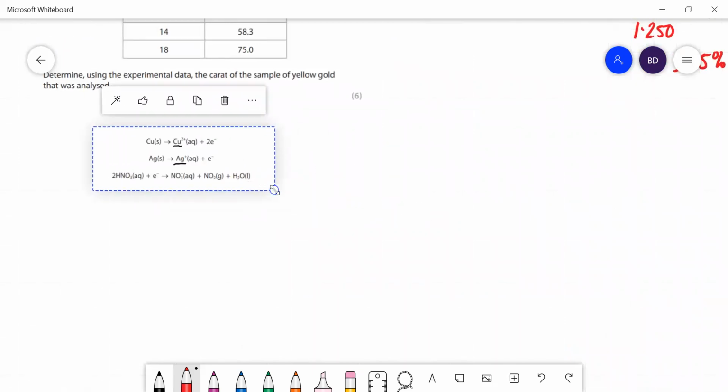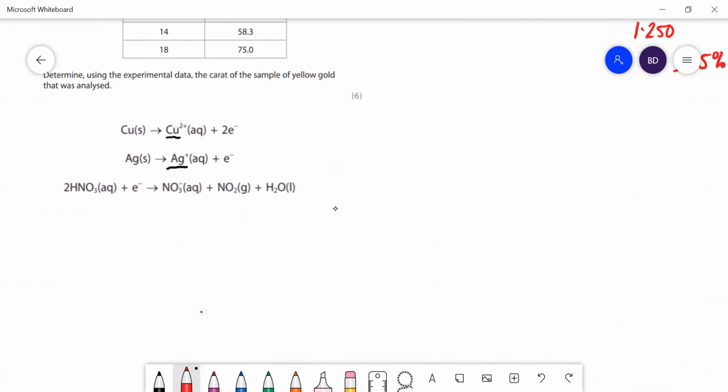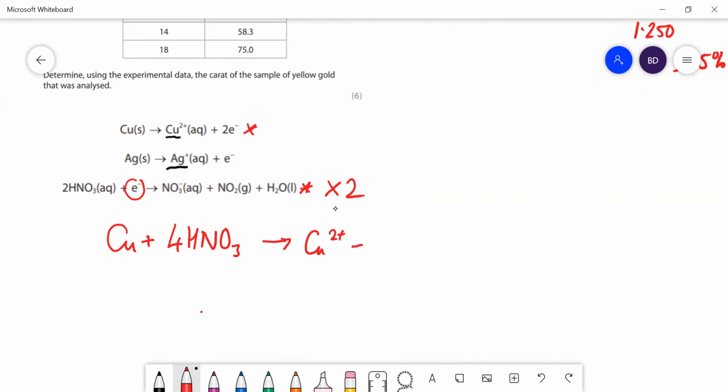Right, which ones do we need? The reaction of nitric acid with copper. So here is the copper, a 2 electron process, and the nitric acid, this one here is a 1 electron process. So we have to multiply this one by 2 before we add them. So we add them together, we're going to get copper plus 4 nitric acid goes to copper 2 plus, 2 nitrate ions, 2 NO2 gas, and 2 waters. And that's the end of that paper.